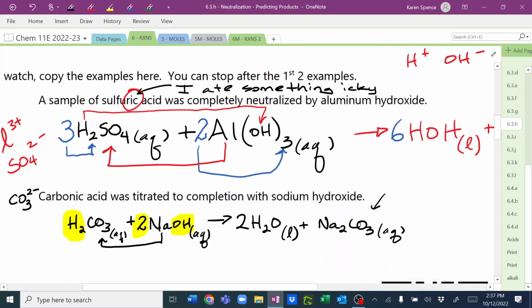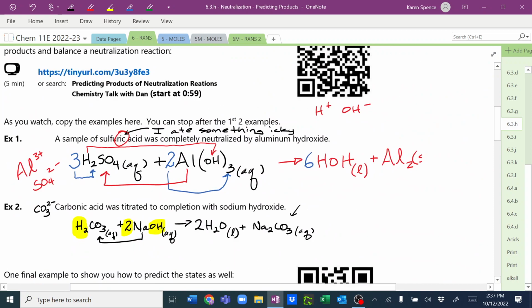Oh, yeah. Oh, the state, probably aluminum sulfate. I feel like that's soluble. I don't know. I'd have to look it up. I'll put AQ question mark. Okay.